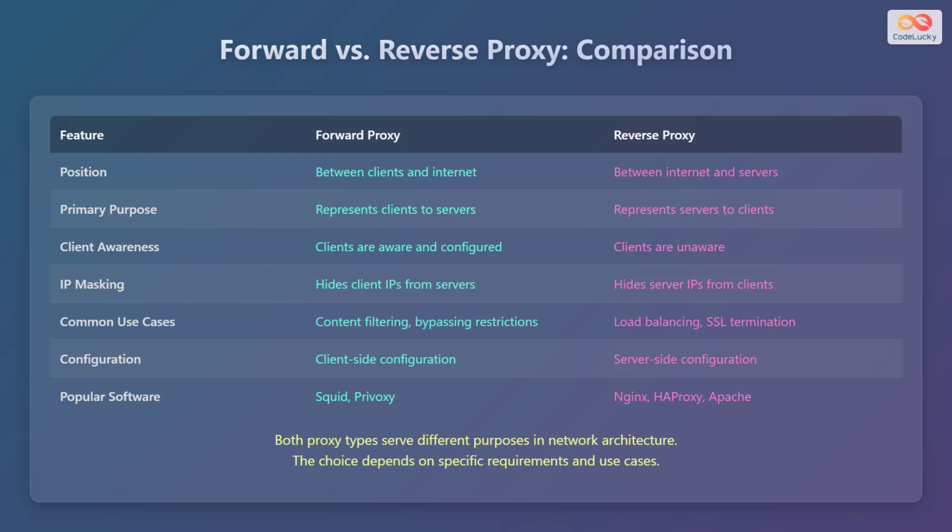Common use cases for forward proxies include content filtering and bypassing restrictions. Reverse proxies are commonly used for load balancing and secure socket layer termination. Forward proxies are configured on the client side, whereas reverse proxies are configured on the server side. Popular software for forward proxies include Squid and Privoxy, while Nginx, HAProxy, and Apache are commonly used as reverse proxies. Both proxy types serve different purposes in network architecture. The choice between them depends on specific requirements and use cases.